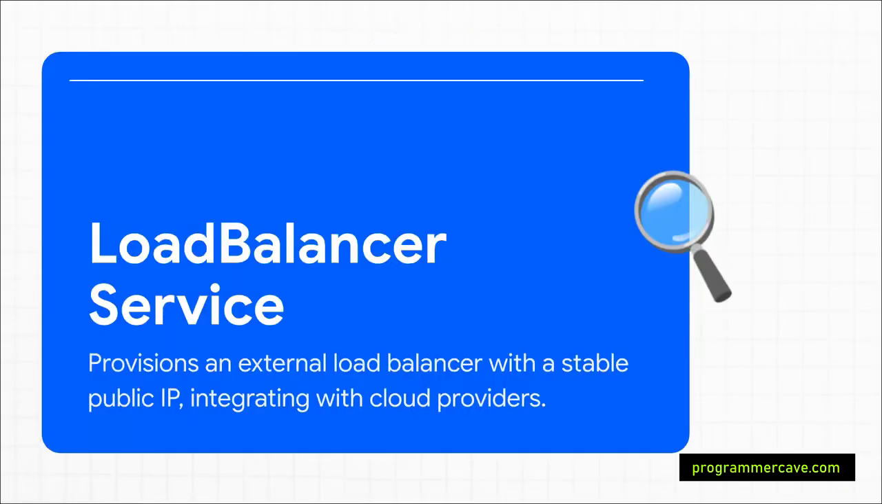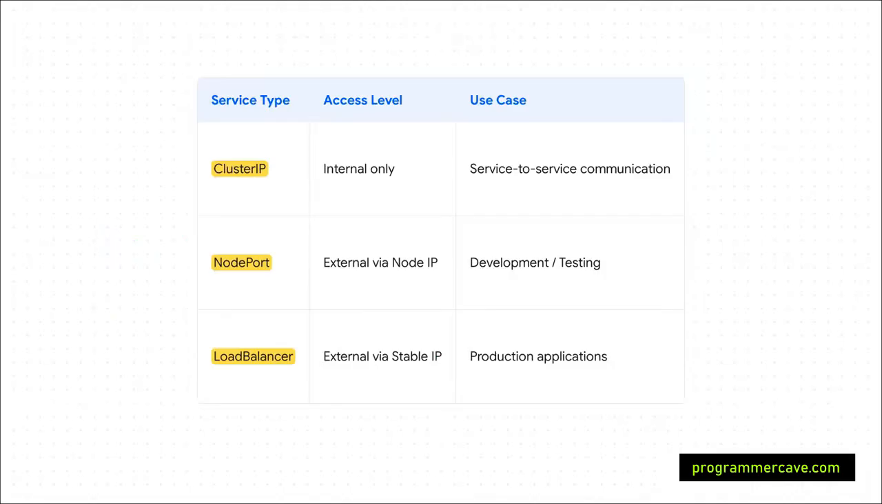And that, my friends, is where the LoadBalancer service comes into play. This is the solution you use in production. When you create a LoadBalancer service in a cloud environment like AWS or Google Cloud, Kubernetes talks directly to that cloud and says, hey, build me a real external load balancer. This gives you a stable public IP address that routes traffic into your cluster, making your app highly available and ready for the world.